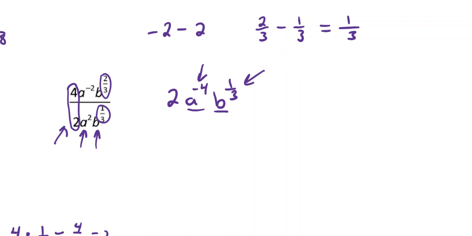So the very last thing we're going to do here is, well, what? How do we handle that -4? It just gets put down to the bottom. So in the end here, we're still going to have the 2 times b to the power of 1/3 divided by a to the power of 4. And then that's it, right? There's one number, one a, one b, so it's as simple as it can be there.